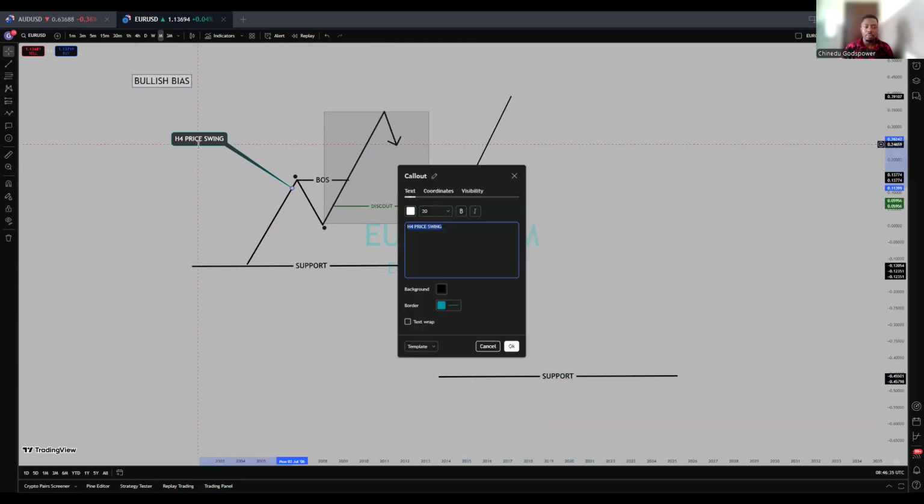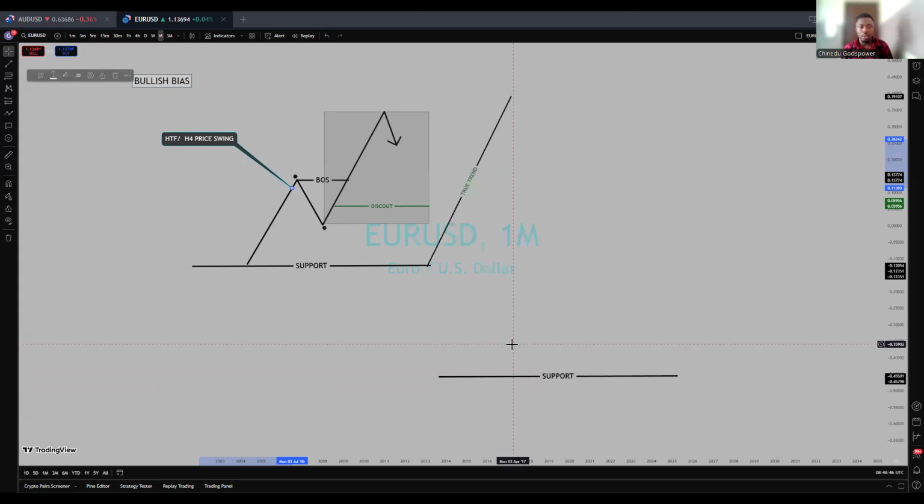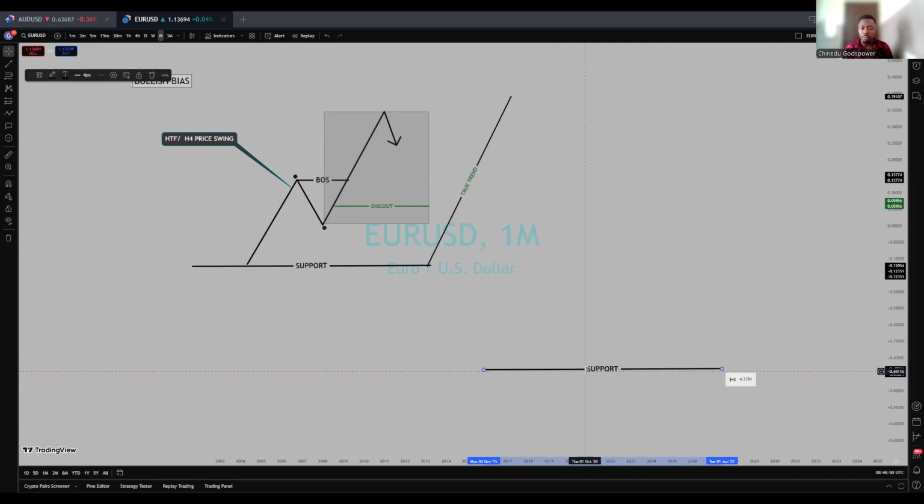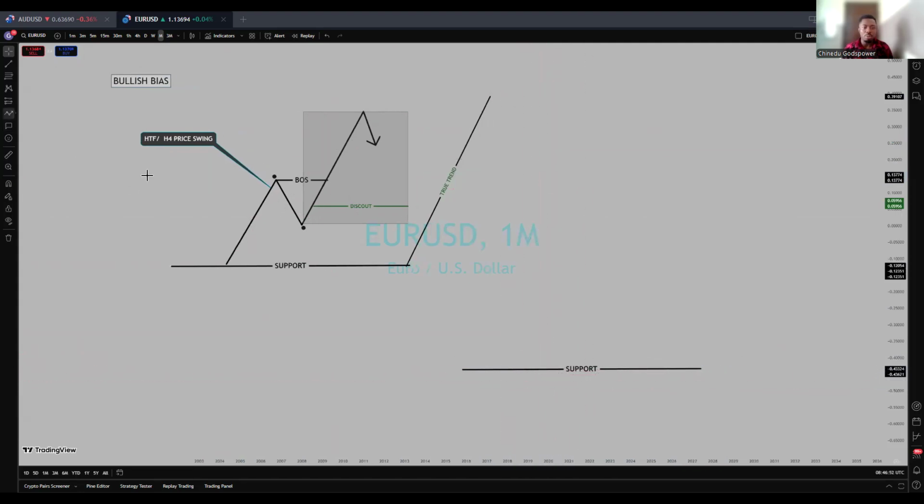This is a higher time frame. We're gonna put this HTF, higher time frame, H4 price swing. So that's a higher time frame. Now we're gonna have this as our lower time frame. From a level of support, we're just mimicking the same thing, but on the 15 minutes time frame. Now, this is our H4. This is what 15 minutes is going to look like. So pardon me. Let me change the settings for this, then delete it, then restart.